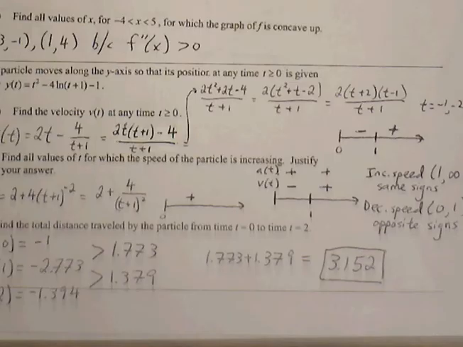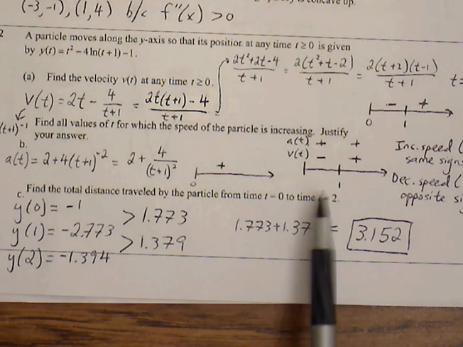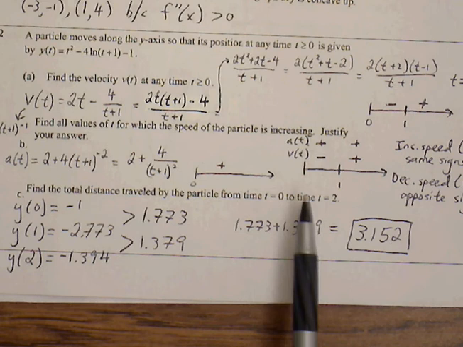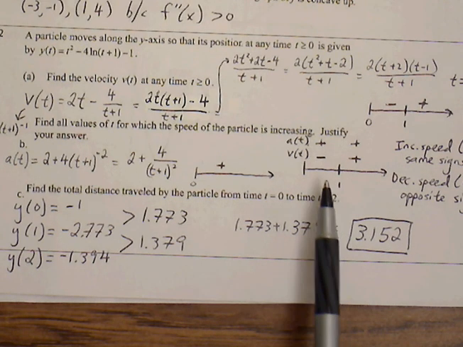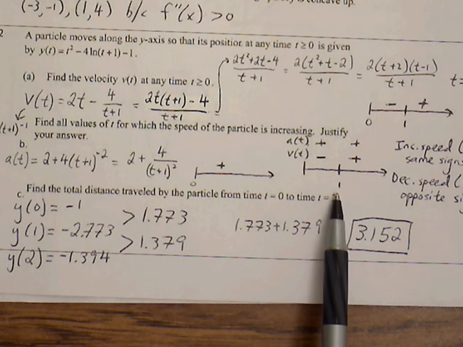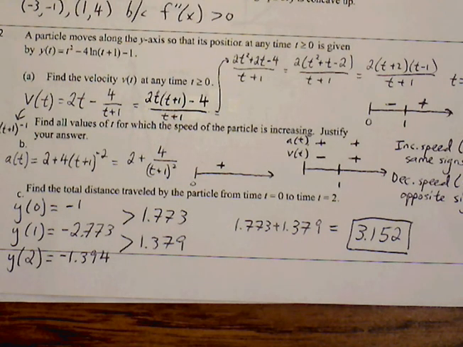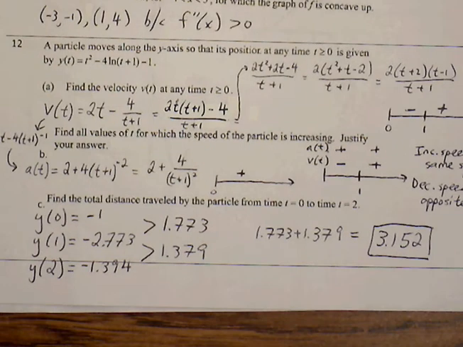Okay, find the total distance. To find total distance, we need to figure out whether this object changes direction, and it does at 1: it moves down and then moves up. So we have to find the position at 1 and then find the distance between 1 and the endpoints. I can plug all this into the calculator. 0 will give me -1, 1 will give me -2.77, 2 will give me -1.394.